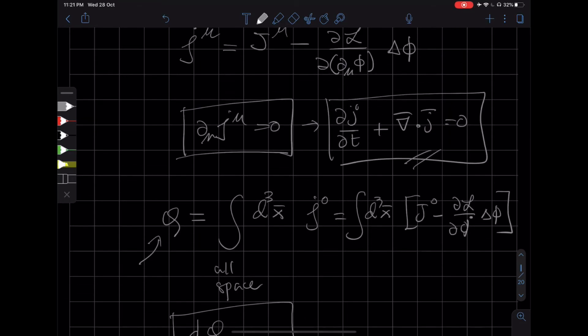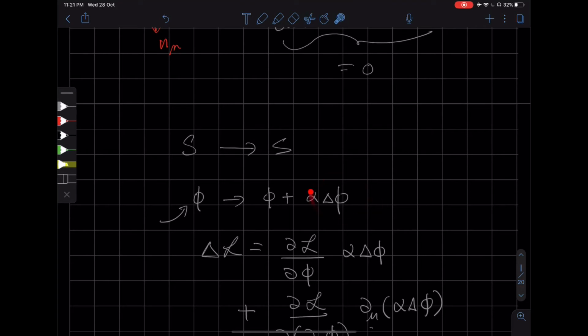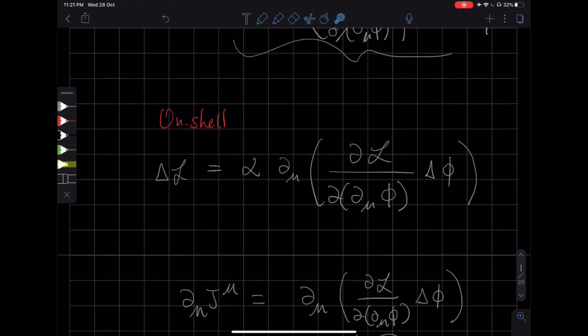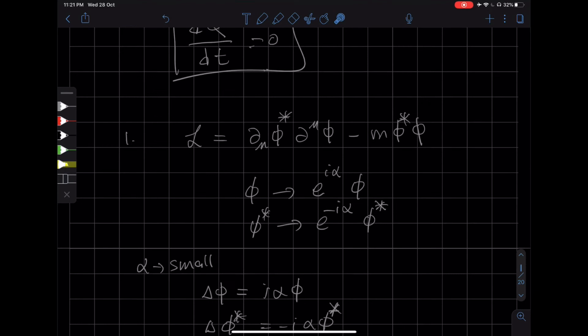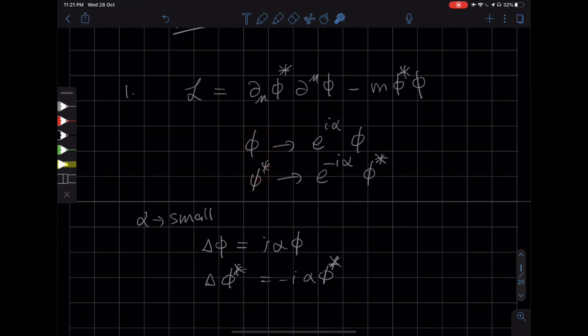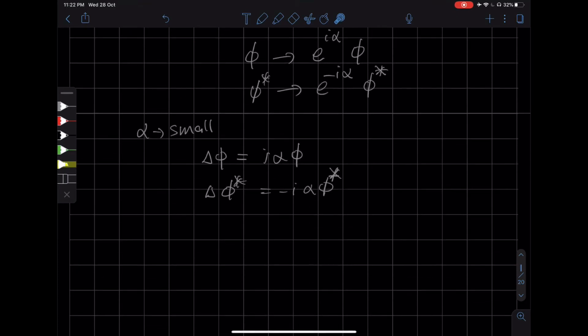Oh, by the way, if there is more than one field involved in this transformation, then we have to have a sum over the field and the corresponding parameter. And then in the end, in the current, we will have a sum over the fields as well. And here we can think of the field φ and its complex conjugate as independent fields. So this is basically what we get. But because the Lagrangian is invariant, that means that the big J^μ is 0.